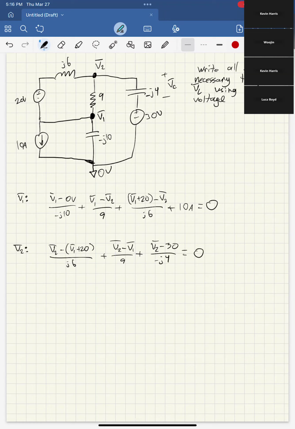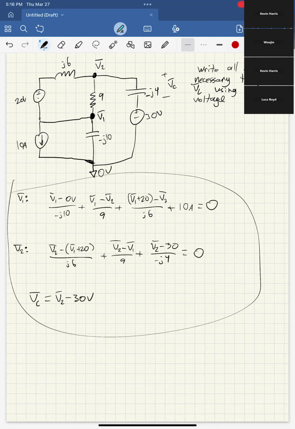And that equals 0. And then finally, because the question asked us everything necessary to find this VC here, we write a VC equation, and VC pretty clearly is just the voltage difference between V2 and 30. So it's just going to be V2 minus 30 volts. And then these three would just be your answer if you were given a question like this. And that would be it.